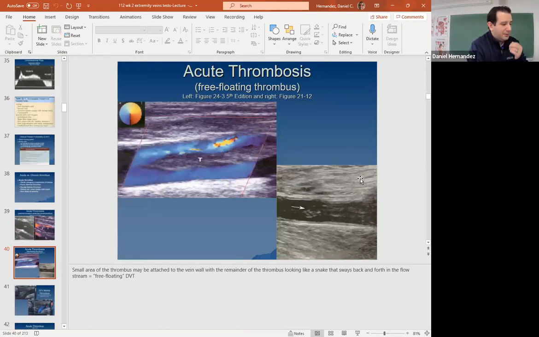Again, some more images for acute thrombus. So in this one, this would be a free floating thrombus. If we were watching this in real time, this would probably be flapping around, moving around inside the vessel. And we could appreciate flow around the area. So again, we're looking for that filling defect.